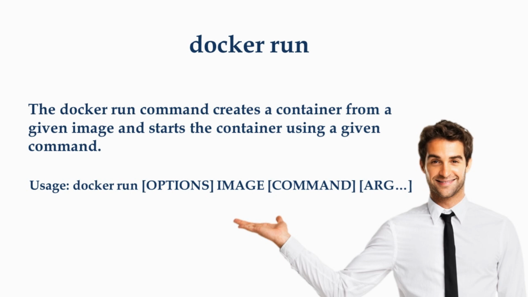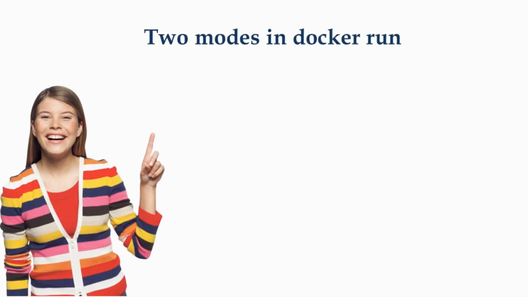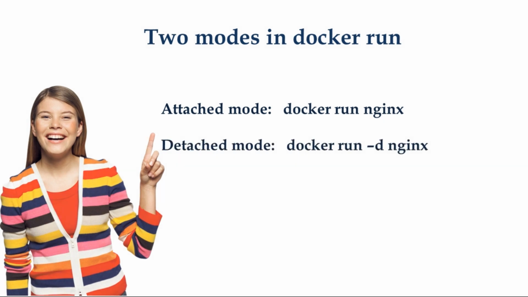The docker run command creates a container from a given image and starts the container using a given command. Usage: docker run [options] image [command] [argument]. There are two ways of running a container: in attached mode, that is foreground, or in detached mode, that is background. By default, Docker runs the container in attached mode.